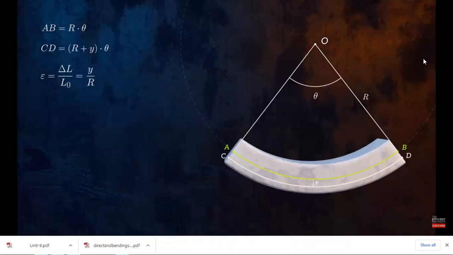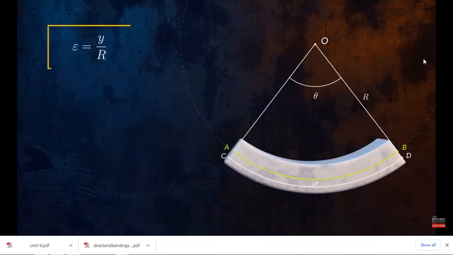I think you all learned this in your strength of materials 1 in deriving the pure bending equation, right? We define the distance y as being positive downwards, and so this equation will give us a positive strain for the bottom of the cross section, which is in tension. Sometimes you'll see this equation written with a minus sign, but that's because y was defined as being positive upwards.